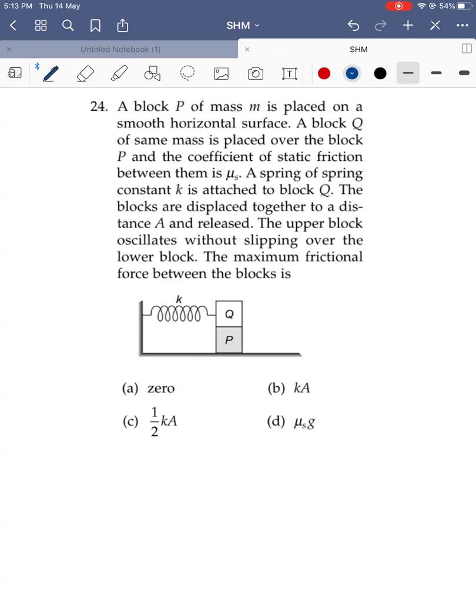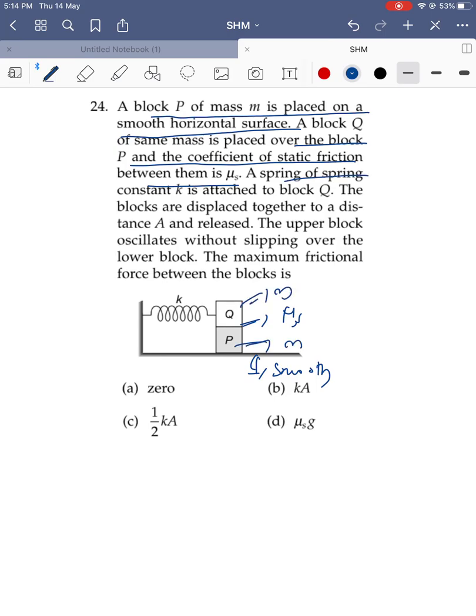Okay, let's see this question. A block P of mass m is placed on a smooth horizontal surface. So this is a smooth horizontal surface, and there is another block Q placed on it, and the coefficient of static friction between them is mu s. Both masses are the same, m and m.